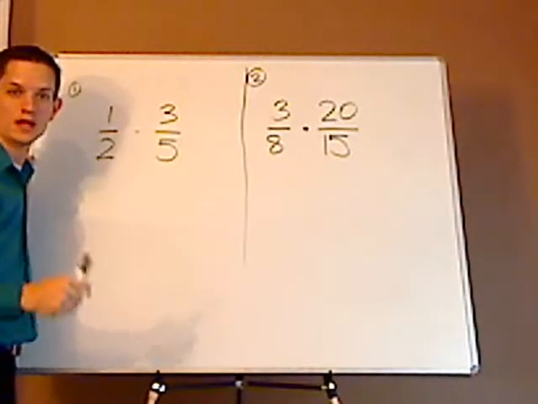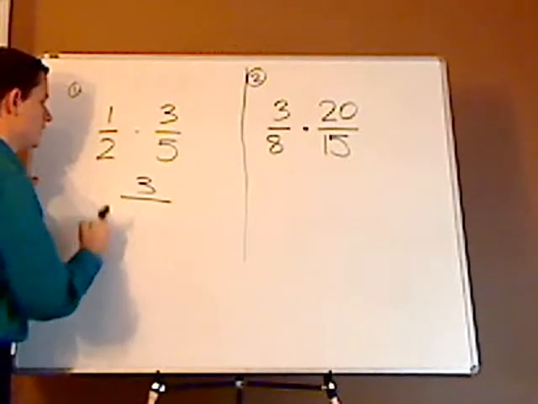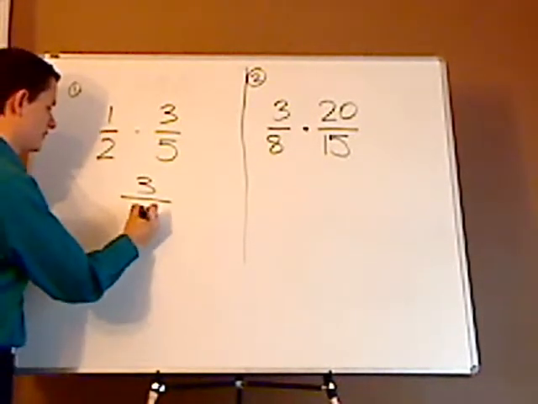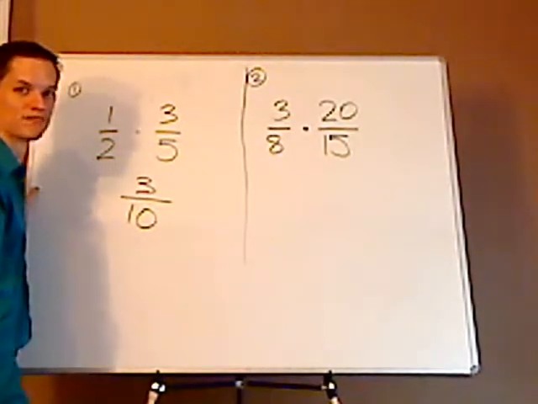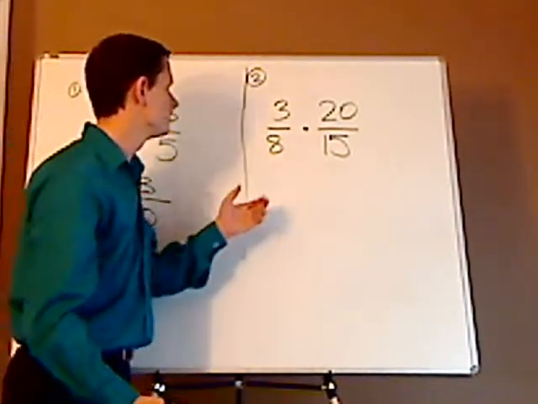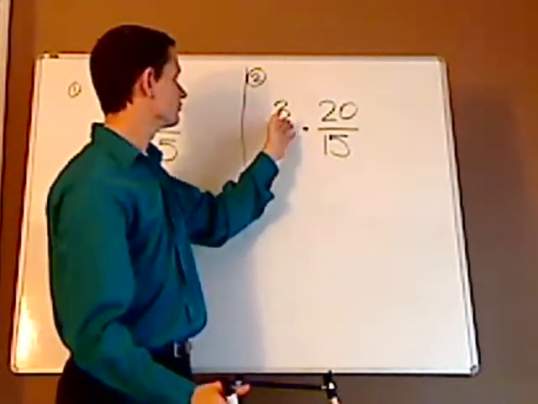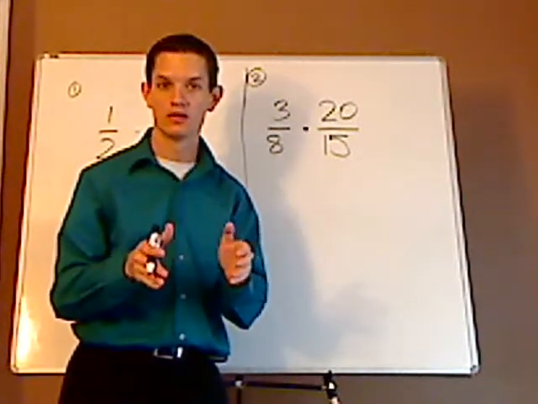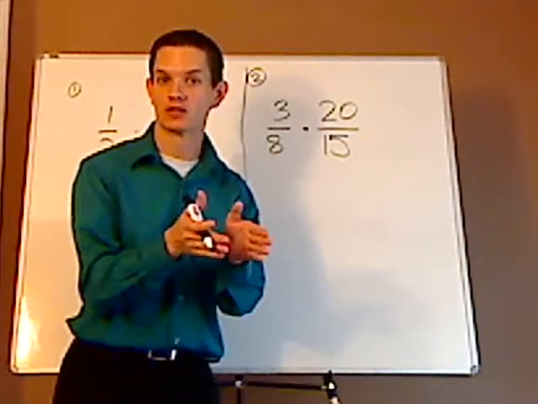What's 1 times 3? Right, that's 3. And what's 2 times 5? Yes, it's just 10. So the answer for the first one is 3/10. It's pretty straightforward. Now this guy here, you can multiply it across and then simplify it, or this is what I prefer, you can simplify it first.